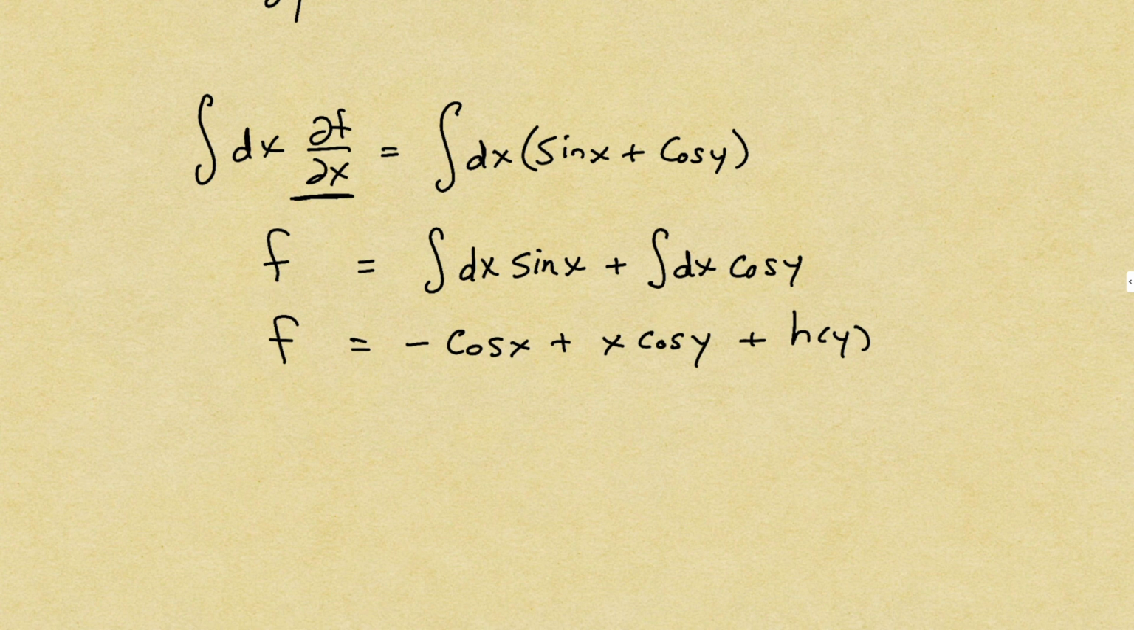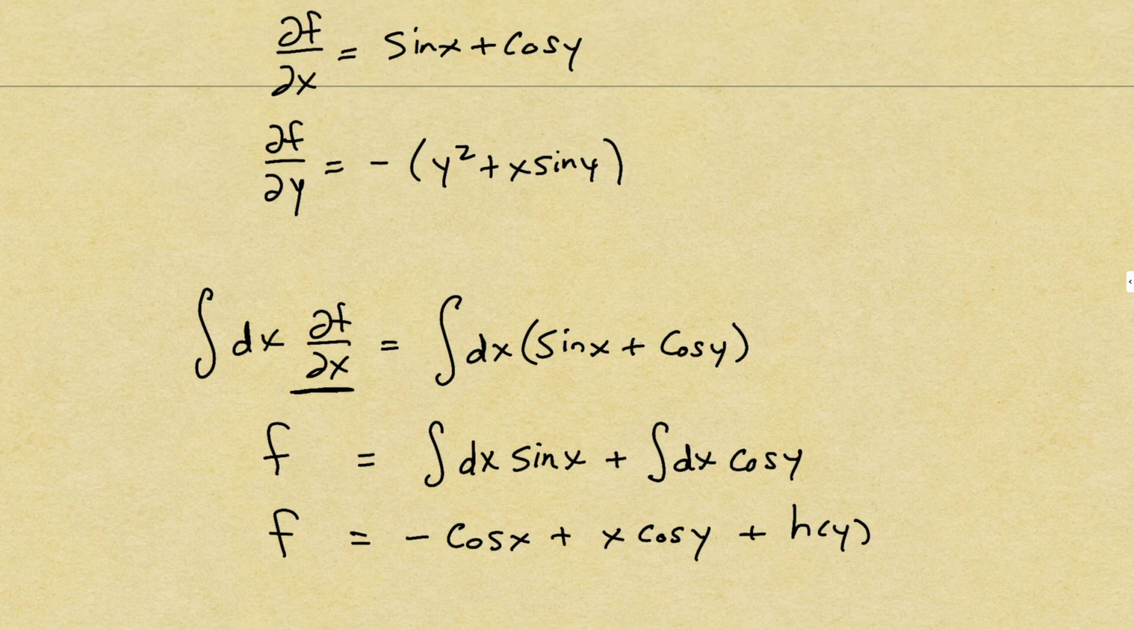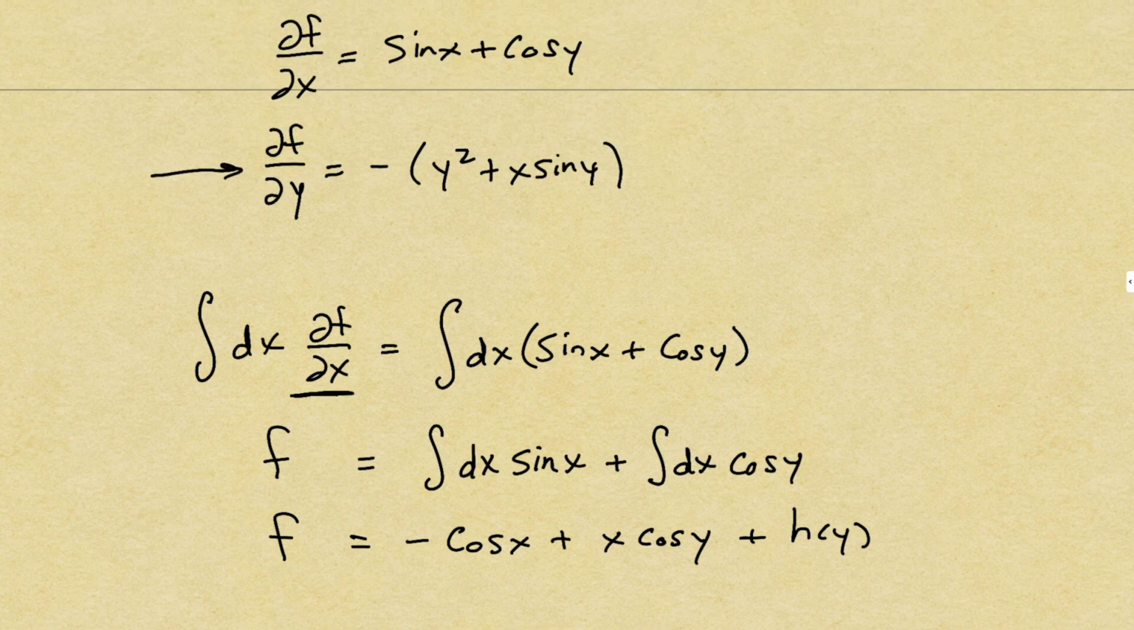So we have to kind of cover ourselves here and say, well, there could have been a whole function that was only a function of y here. So we write it like that. And this is in place of a constant of integration. We actually get a function of integration in this case. If we had chosen this equation and we integrated with respect to y, then this h would be a function of x only.